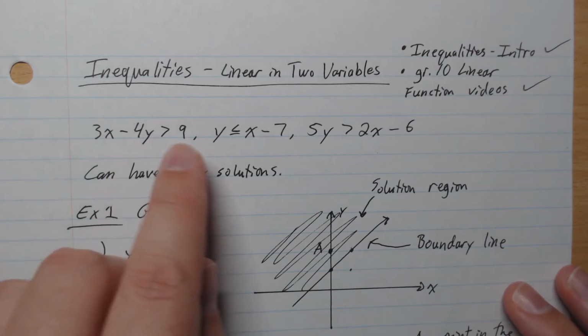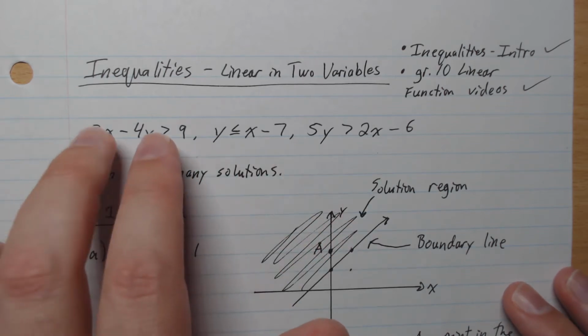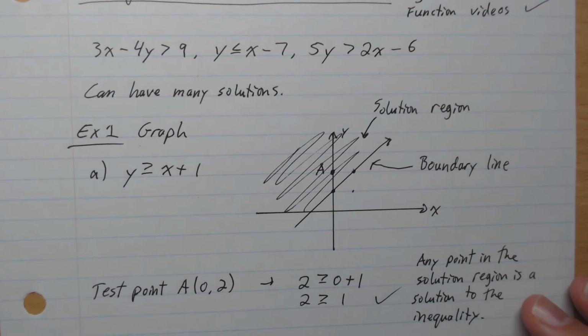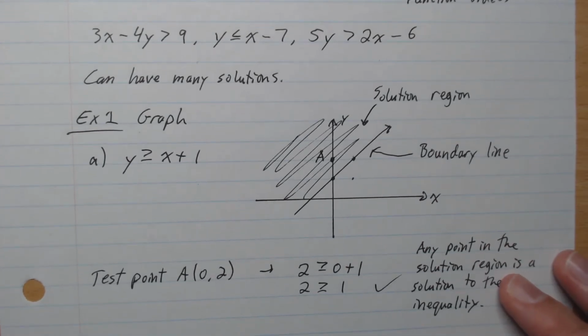Right, so these are all linear inequalities in two variables. You notice there's x and y in all of them, and they can have many solutions. So what we're going to do is graph these solution regions, as it's called.